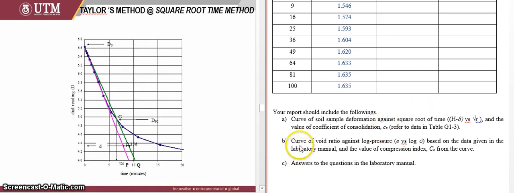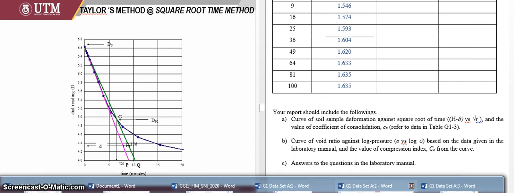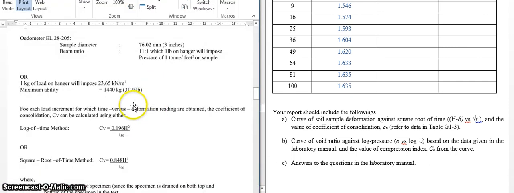But next, you need to plot the void ratio against log pressure graph. Okay, you have to plot a void ratio versus the log pressure graph. So how do you want to do that? This graph actually needs to be done in the laboratory for 24 hours per load, for 8 days. So don't worry, we don't do that in our lab, but we give you the supplementary data.